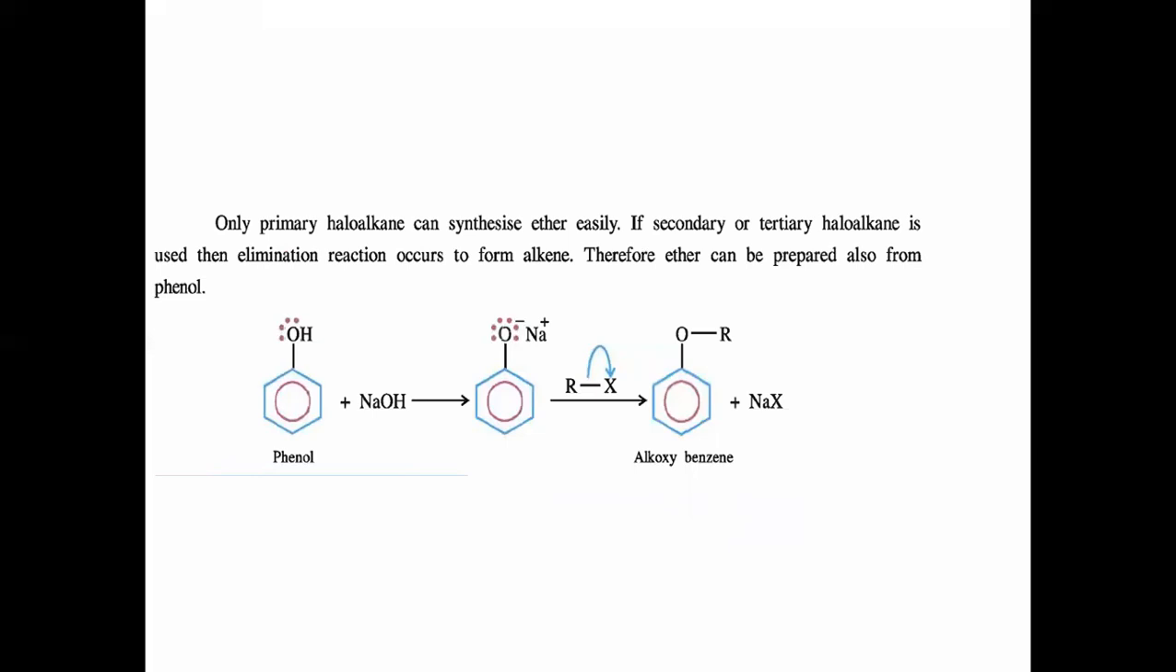Therefore, ether can also be prepared from phenol. Phenol, when it reacts with NaOH, gives the phenoxide ONa, and then RX, an alkyl halide. NaX is formed and R is placed over here. So it is an alkoxybenzene.